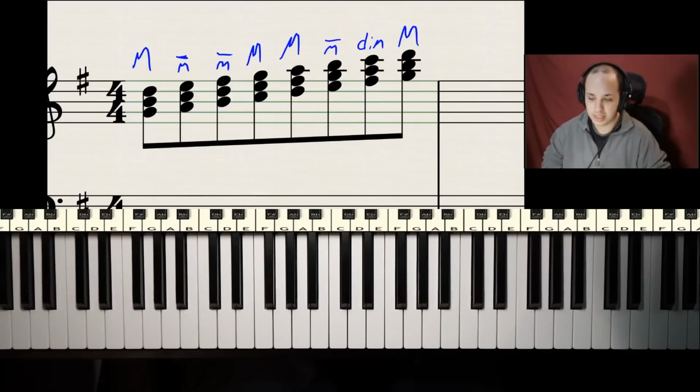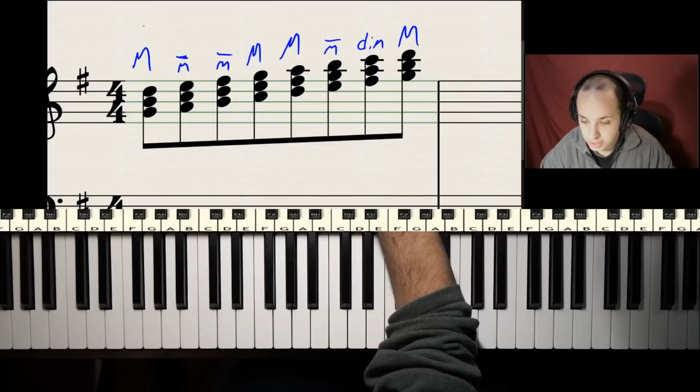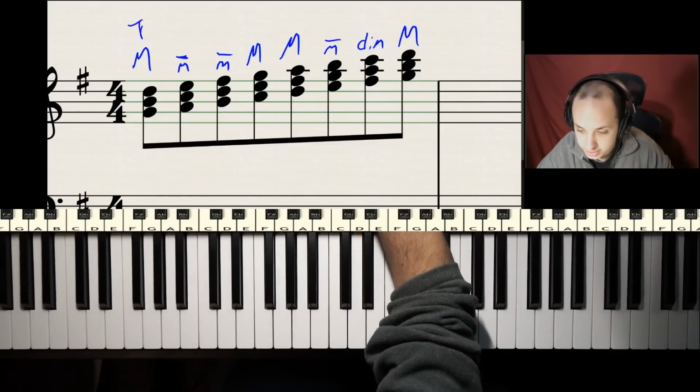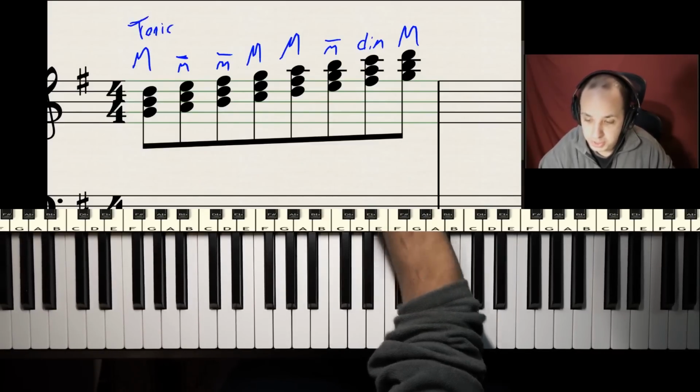So here's the thing: each of these chords has a function, and basically the first and last chord is known as the tonic, and that really helps establish the key, right?